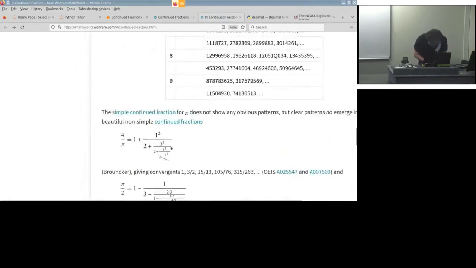Can you see what that one is? It's 1 plus 1 squared over 2 plus 3 squared over 2 plus 5 squared over 2, and so on. So these are all 2s and these are all odd squares. So that gives you 4 over pi. So if I put 4 over this thing on the right-hand side, that would give me pi. Right? So that's what I do.